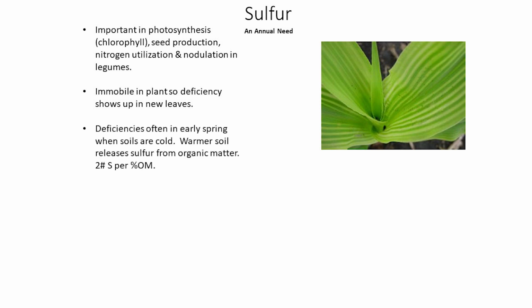Now, these deficiency symptoms often show up in the springtime when the soils are cold. Because of that, we see it because our organic matter in our soil is a great source of sulfur, and in cold weather that organic matter is not breaking down until the soil warms up and the microbial activity accelerates. So typically we can get about 2 pounds of sulfur per percent organic matter.